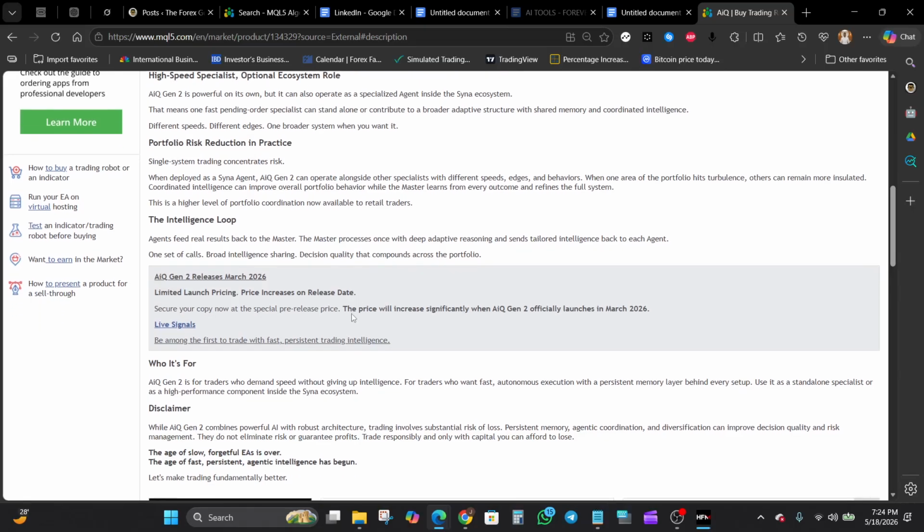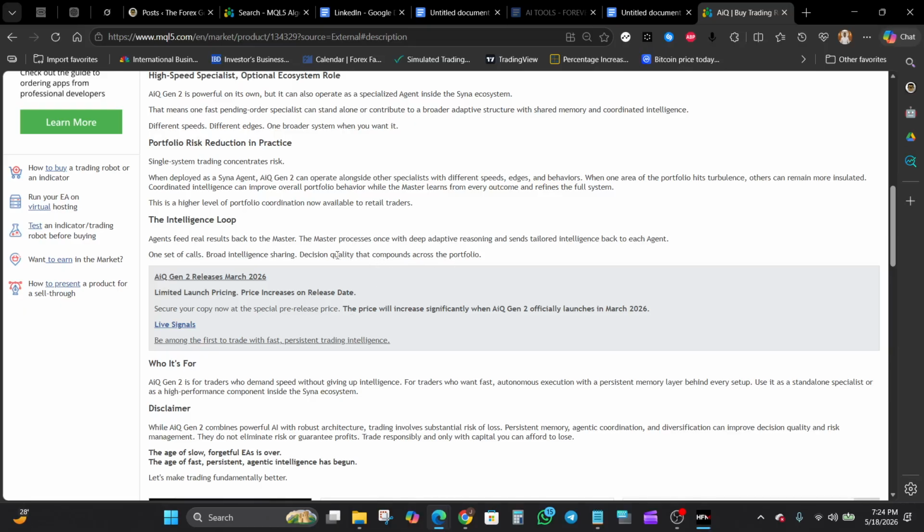Now, when I move into the backtesting section, it's important to note that the emphasis here is less on traditional static reporting and more on real-time adaptive behavior. All right, so the developer focuses heavily on live intelligence and memory-based learning rather than conventional historical performance summaries.